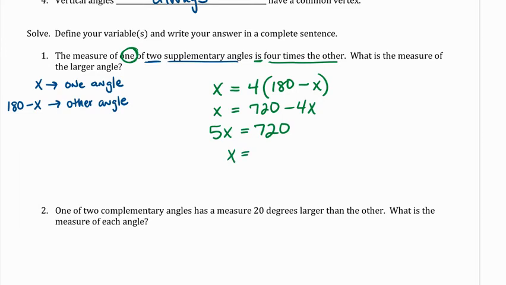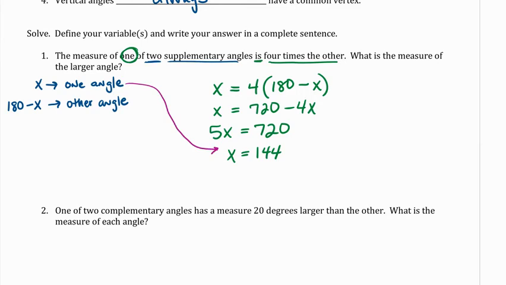And then if I divide by 5, I didn't bring my calculator. Can I do that in my head really quick? That's 144. There we go. Okay, so that means that one of my angles is 144 degrees.